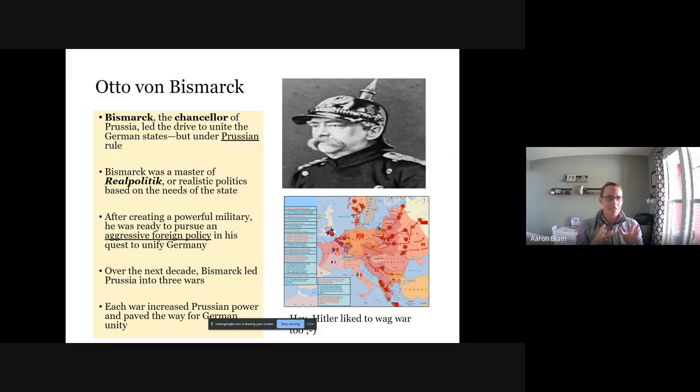So the way they do things in Prussia, he wants to make sure that all of Germany is really controlled in his way and his culture.